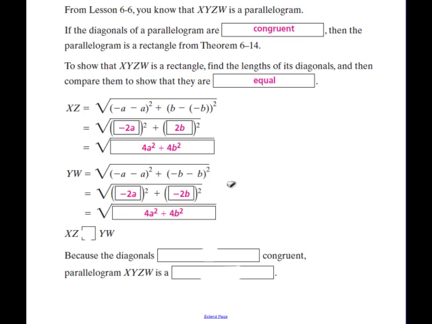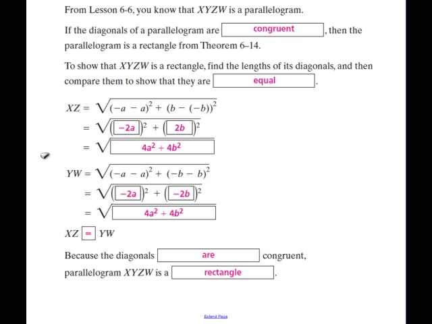So we can see that these two lengths, the diagonals, are the same. So the length of XZ is equal to the length of YW. And because the diagonals are congruent, they both have the same length, we can conclude that the parallelogram is in fact a rectangle.